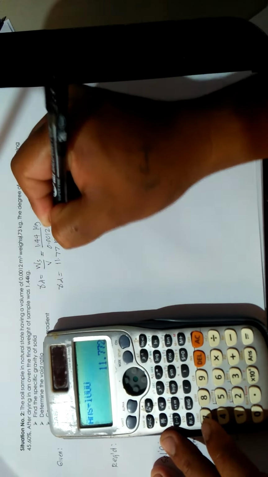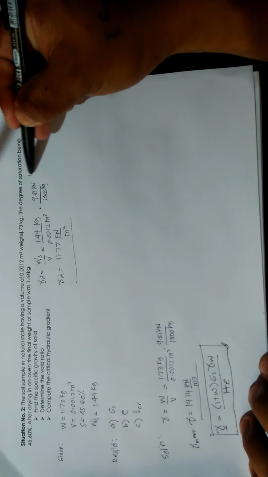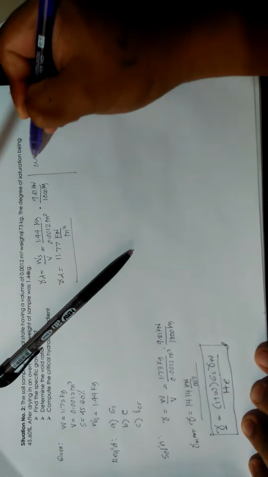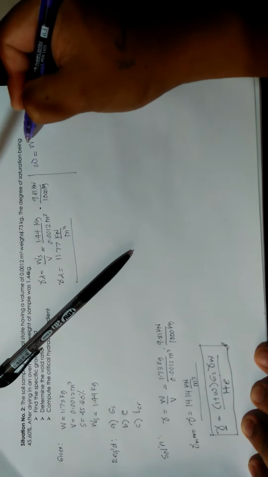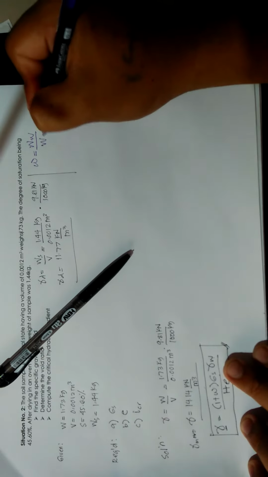11.77 kilonewton per cubic meter. Yes? Magagamit din natin yan mamaya. And then, one more thing, meron tayong tinatawag na water content. Water content is equal to weight of water divided by weight of solids.